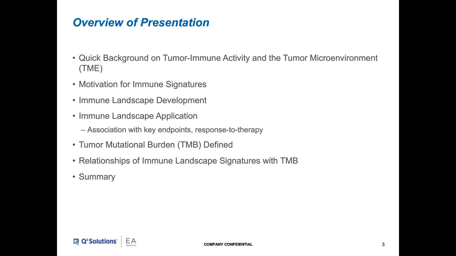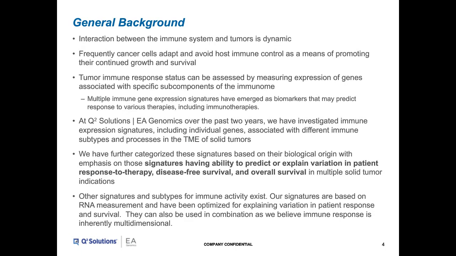So just a fairly quick background, even though this is a very complex subject. Obviously, most of you know that there is a dynamic interaction between the immune system and tumors. As you also know, cancer cells adapt and often avoid host immune control as a means of promoting their growth and survival. What may not be as well known is that the tumor immune response can be expressed by measuring gene expression of subcomponents of the immune system. Certainly there's a history of doing this with immunohistochemistry and related technologies, but we can also do that with gene expression using RNA-based assays, and these potentially have applications as biomarkers to predict response to different therapies, including immunotherapies.